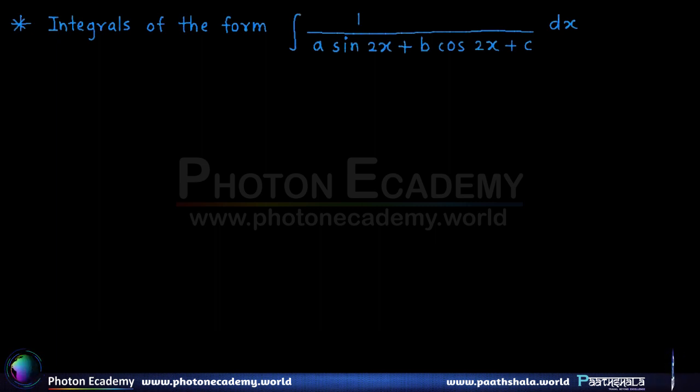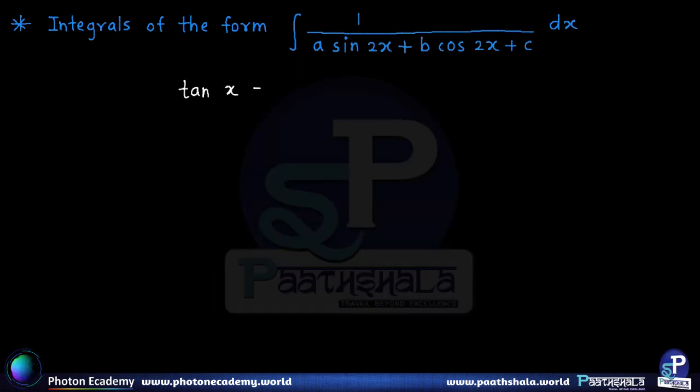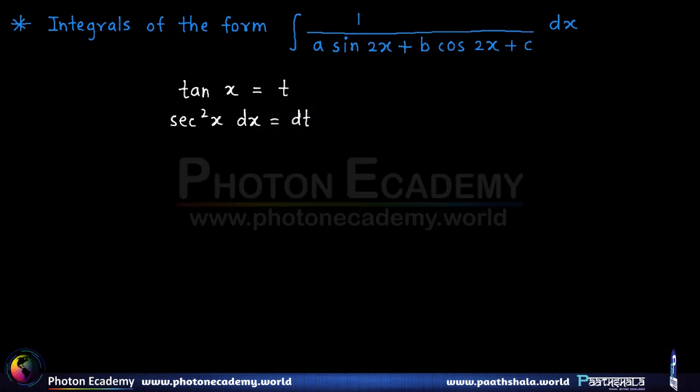Now to solve the integral of this type, the standard technique is that we have to substitute tan x as t. Now let's see why and how tan x is related with this particular expression. When we put tan x as t, first of all we'll get sec square x dx equal to dt. This we keep ready for the substitution.